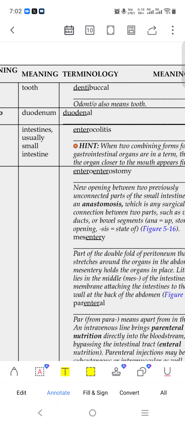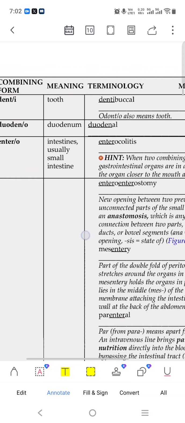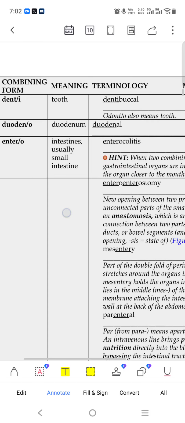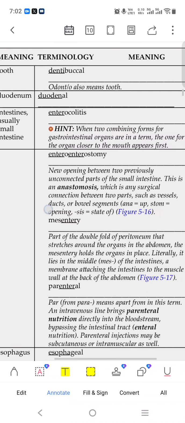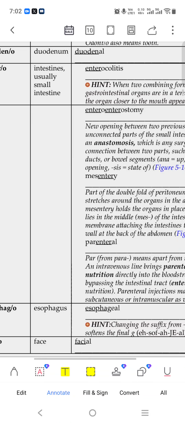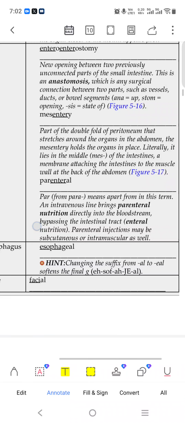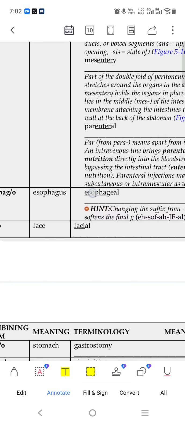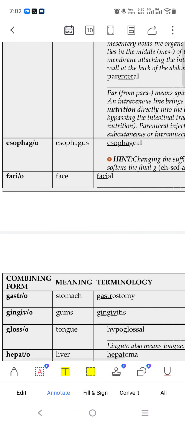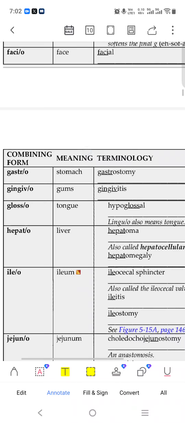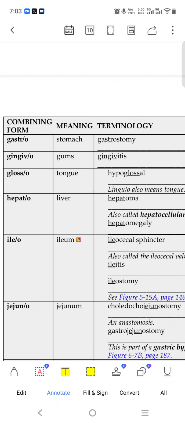Enterostomy. Okay. Enterostomy. Enter means our intestine. Stomy means making the repair. Okay. Anastomosis we have seen: just cut down that area and join it. Okay. You can see it in detail also, you will know. Esophagus, our food pipe, where the food is traveling. Faci means facial, or face area. Gastrostomy, stomach. Gingiv, you know that gingiv means gum. Gingivitis is inflammation of that area.